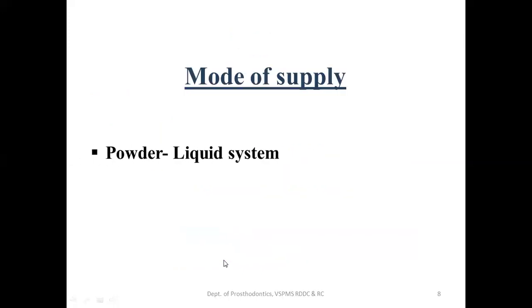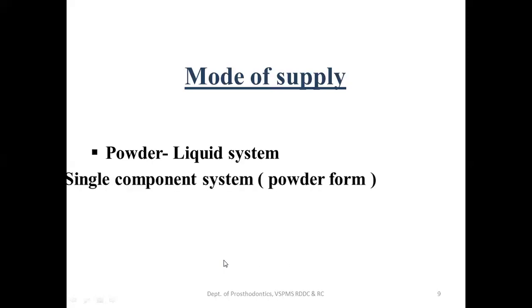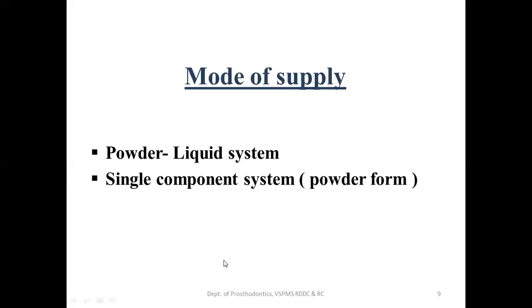Now it is supplied in 3 forms. That is a powder-liquid system in 2 different bottles. Then a single component system, as we have seen in zinc polycarboxylate, where the liquid component is freeze dried, ground into the powder, and the same content is added into the powder bottle. So that is in 1 bottle, powder and liquid both in powder form. And when you want to mix it, you just mix it with distilled water.